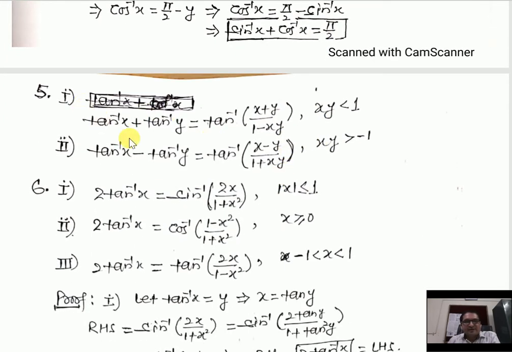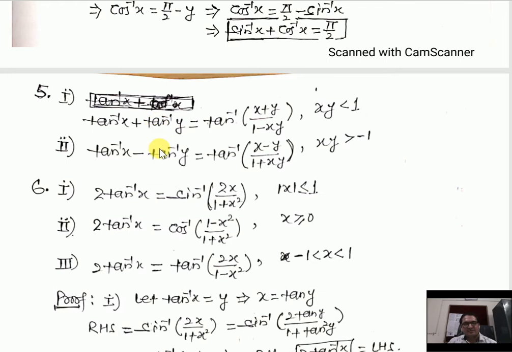Fifth: tan inverse x, this result also you have to learn. Tan inverse x plus tan inverse y is equal to tan inverse of x plus y upon 1 minus xy. Everyone knows tan of a plus b, you have learnt in 11th standard: tan of a plus b is equal to tan a plus tan b upon 1 minus tan a tan b.